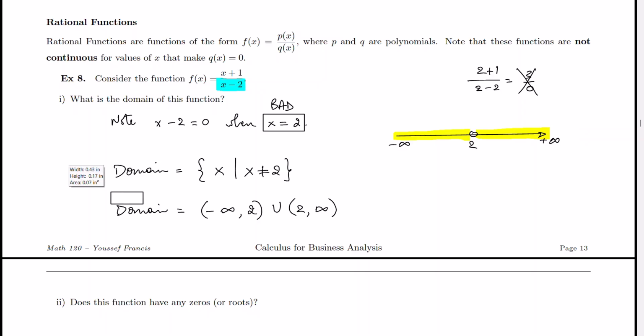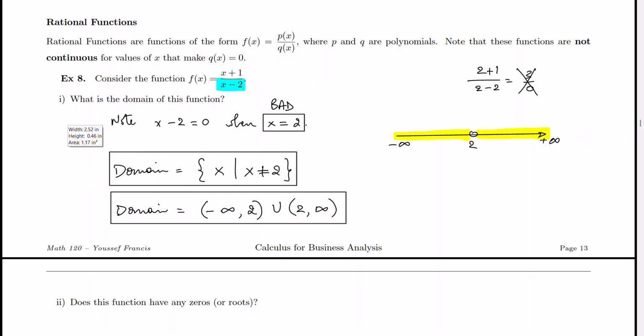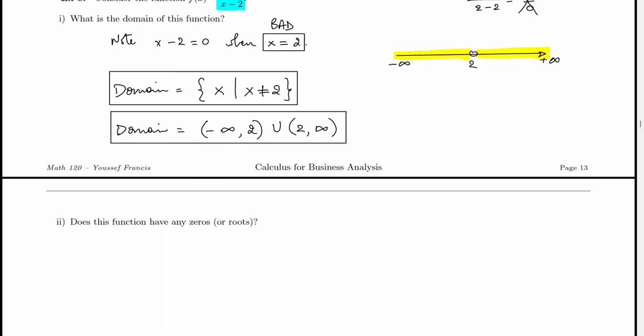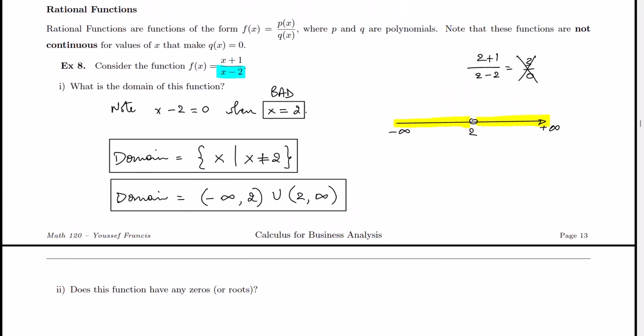So that is the domain of the function written in interval notation. This is the domain of the function written in set builder notation. The domain includes all the legal values for which the function will return something useful. It will not become undefined. Okay, so the next part, it says, does this function have any zeros?